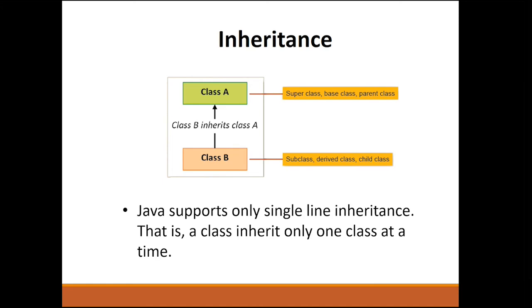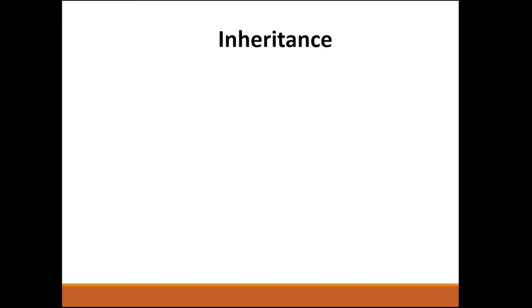So Java supports only single inheritance, that is, a class inherits only one class at a time. Okay, so pag sabing single, isa lang. Hindi pwedeng madamihan, okay? So hindi pwedeng mag-inherit ka sa isa tapos mag-inherit ka pa ulit sa isa. Hindi na pwedeng ganun. Isa-isahan lang, okay?